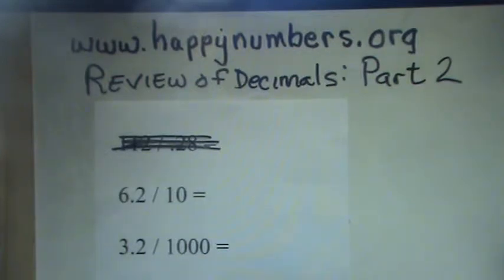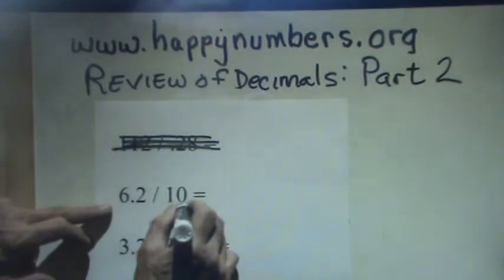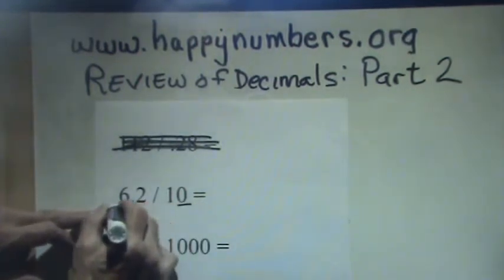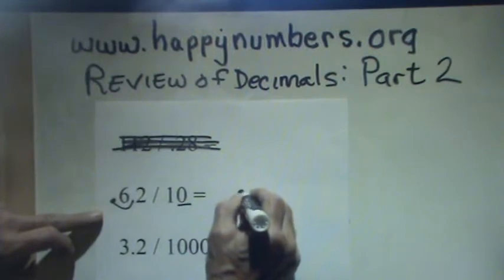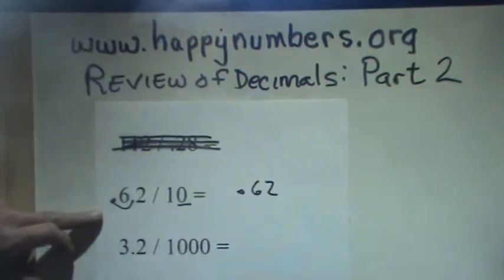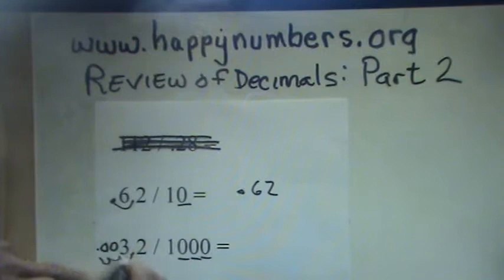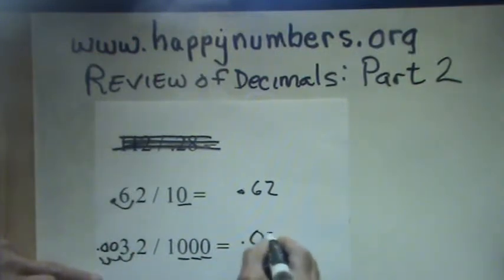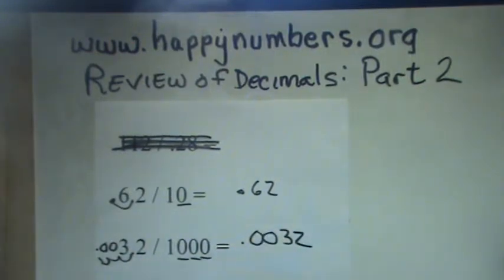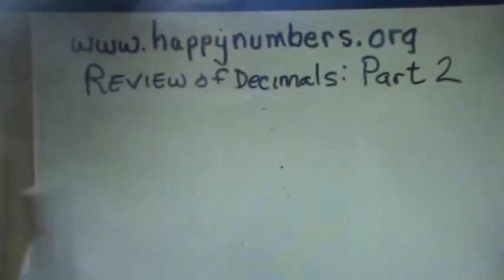Okay. Well, here we're multiplying by 10 and we're multiplying by 1,000. If you remember the rule, we have 1 zero here. So that means we have to move the decimal point 1 place. So our answer is 62 hundredths. Here I have 3 zeros, so I have to move 1, 2, 3, and I wind up with 32 10,000ths. Very simple skill.